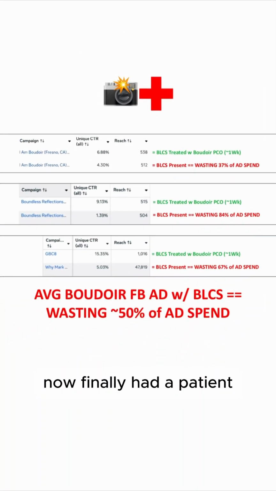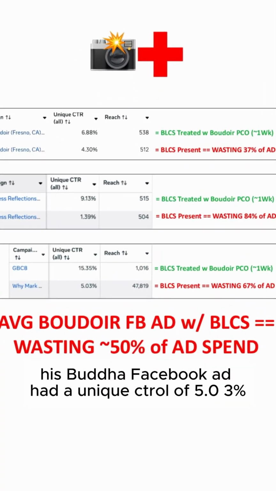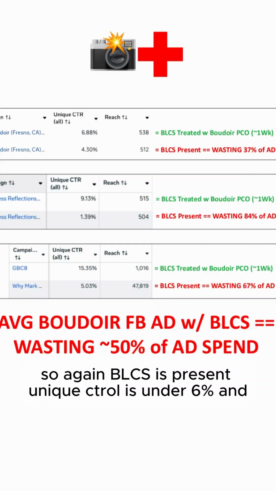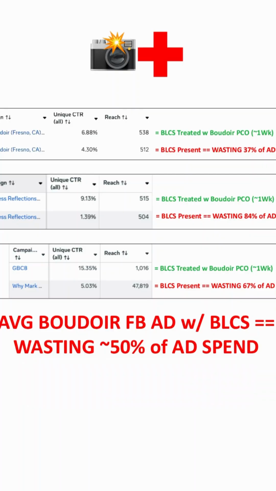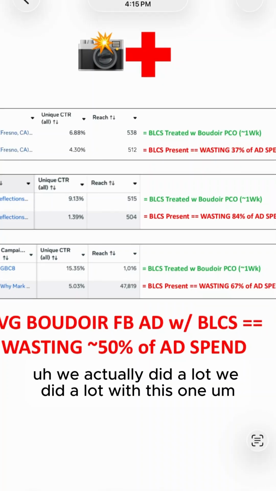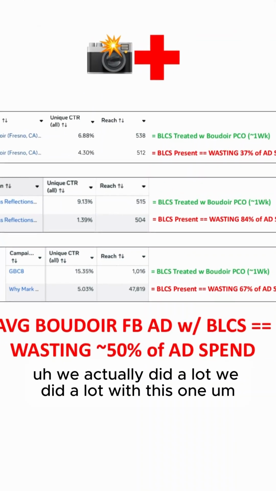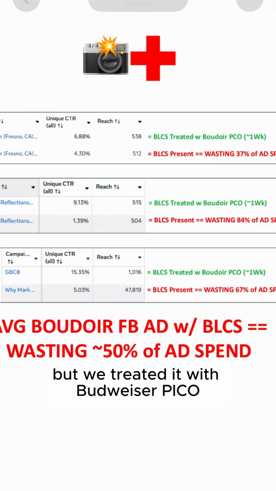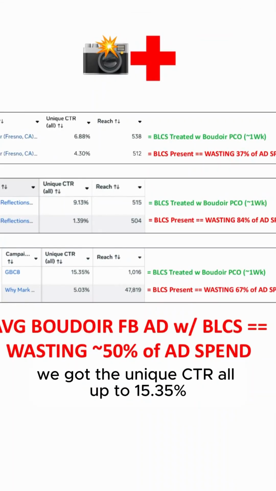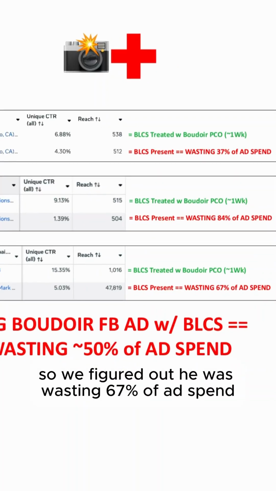Now, finally, had a patient, his Boudoir Facebook ad had a unique CTRL of 5.03%. So again, BLCS is present, unique CTRL is under 6%. We actually did a lot with this one, but we treated it with Boudoir Pico. Took about a week. We got the unique CTRL up to 15.35%. So we figured out he was wasting 67% of ad spend.